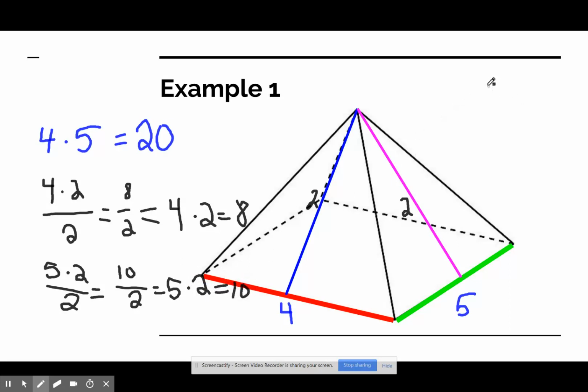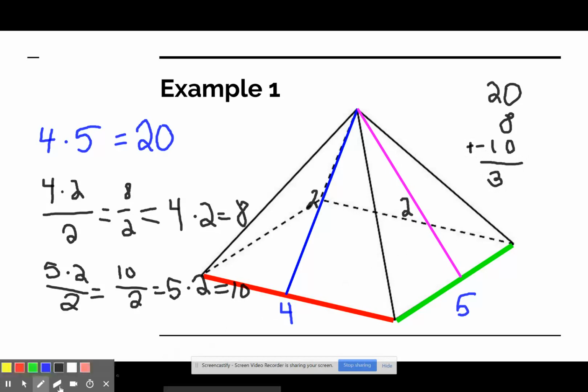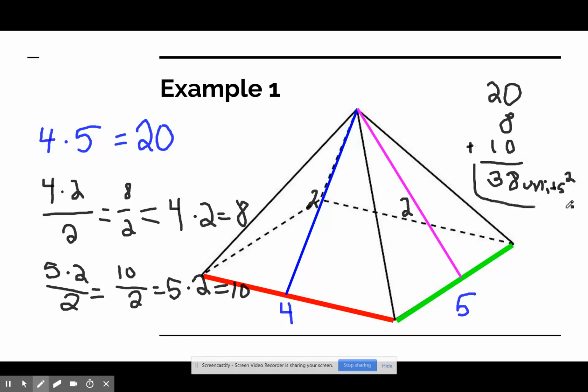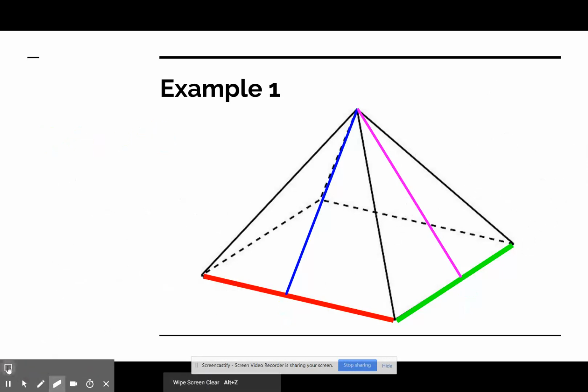So now over here, we have 20, we have 8, and we have 10. So we have to add these three numbers together, and we get 38. Now, I didn't specify units on this one, but with surface area, it's units squared. So that would be your complete answer. All right, we'll move on to our next problem.